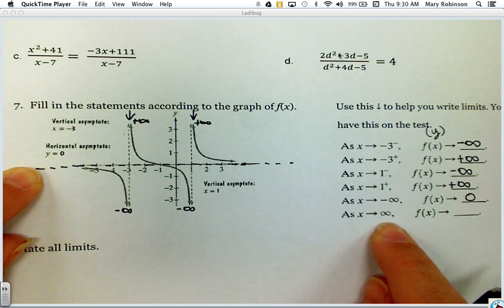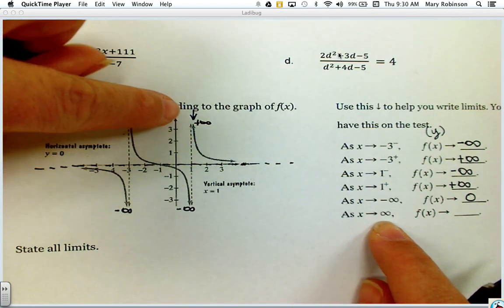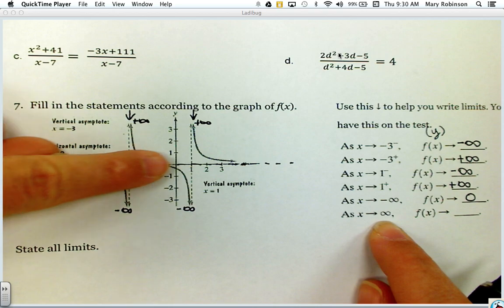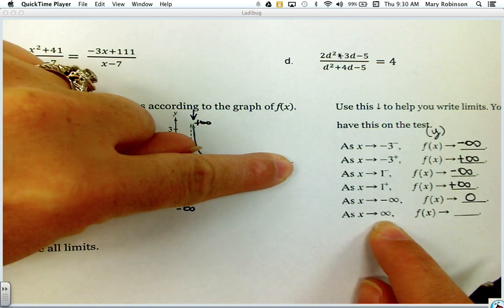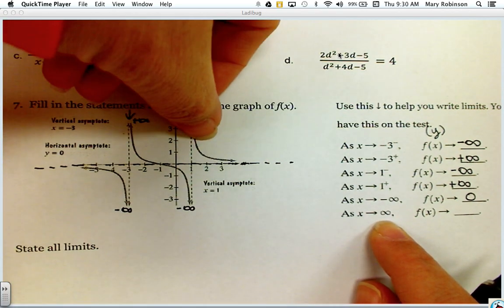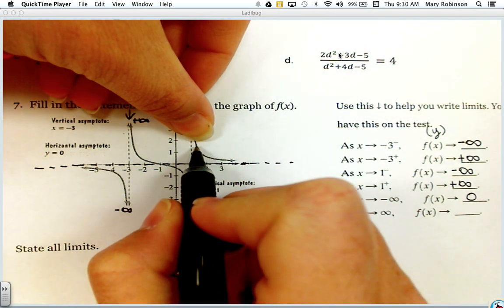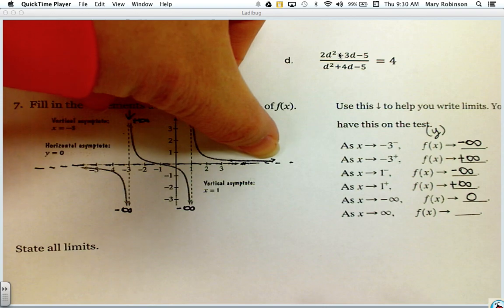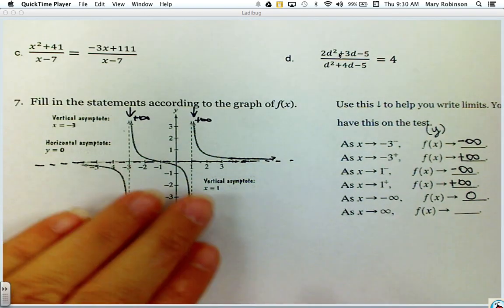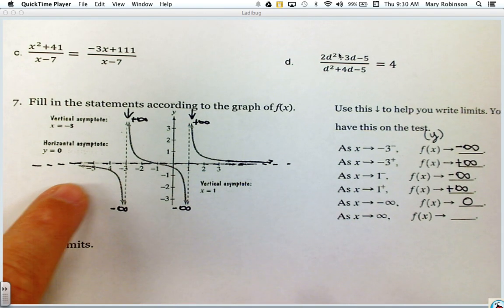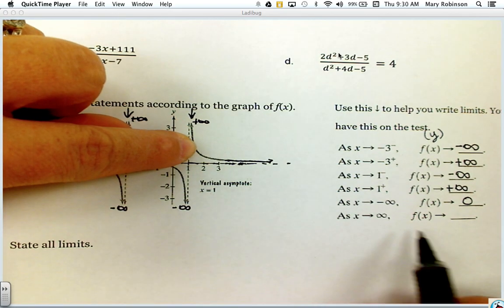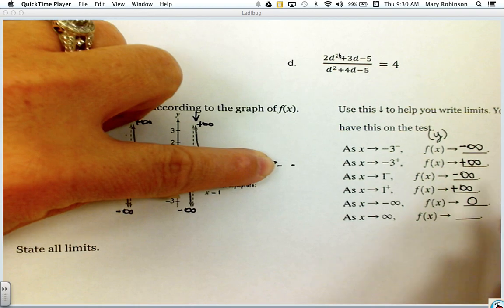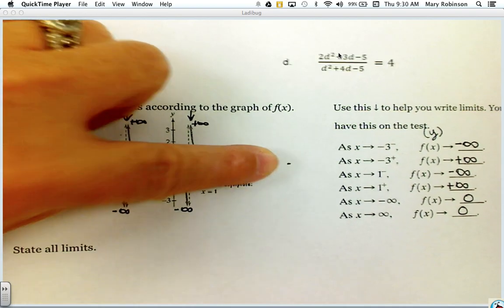Now, let's evaluate as x approaches positive infinity. As my x values go towards positive infinity, what is my function itself doing? This function is getting closer and closer and closer to 0, but not touching it. It's just above the x-axis rather than below like it is on the left side. But we still say that as x approaches positive infinity, our function is approaching 0.